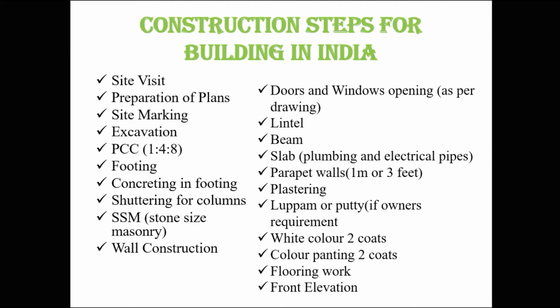While constructing your slab, we are going to provide some electrical pipes, inserting them in the slab, and some plumbing pipes also inserted in the slab. Once you complete the construction of your slab, the next step is you need to construct your parapet walls. The height of this parapet wall we are going to leave is about 1 meter or 3 feet.